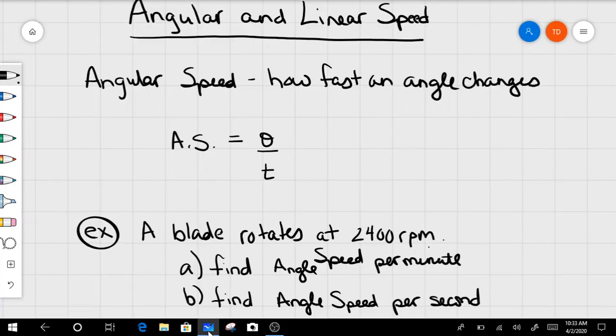This lesson is about angular and linear speed. Angular speed is how fast an angle changes, like how fast the inside of a circle is opening up, and the formula for angular speed is theta over time. Remember, you've got to keep theta in radians.